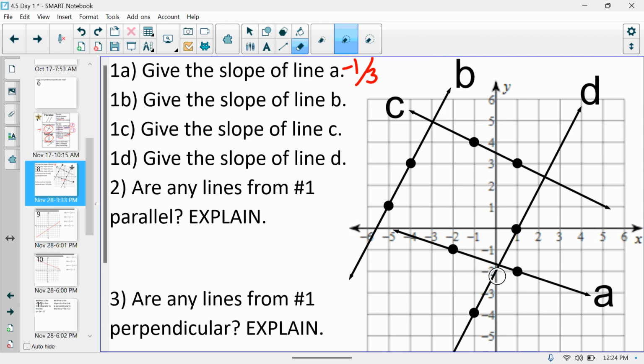How about line B? Here's line B. What's the slope of that one? What's the rise over run?